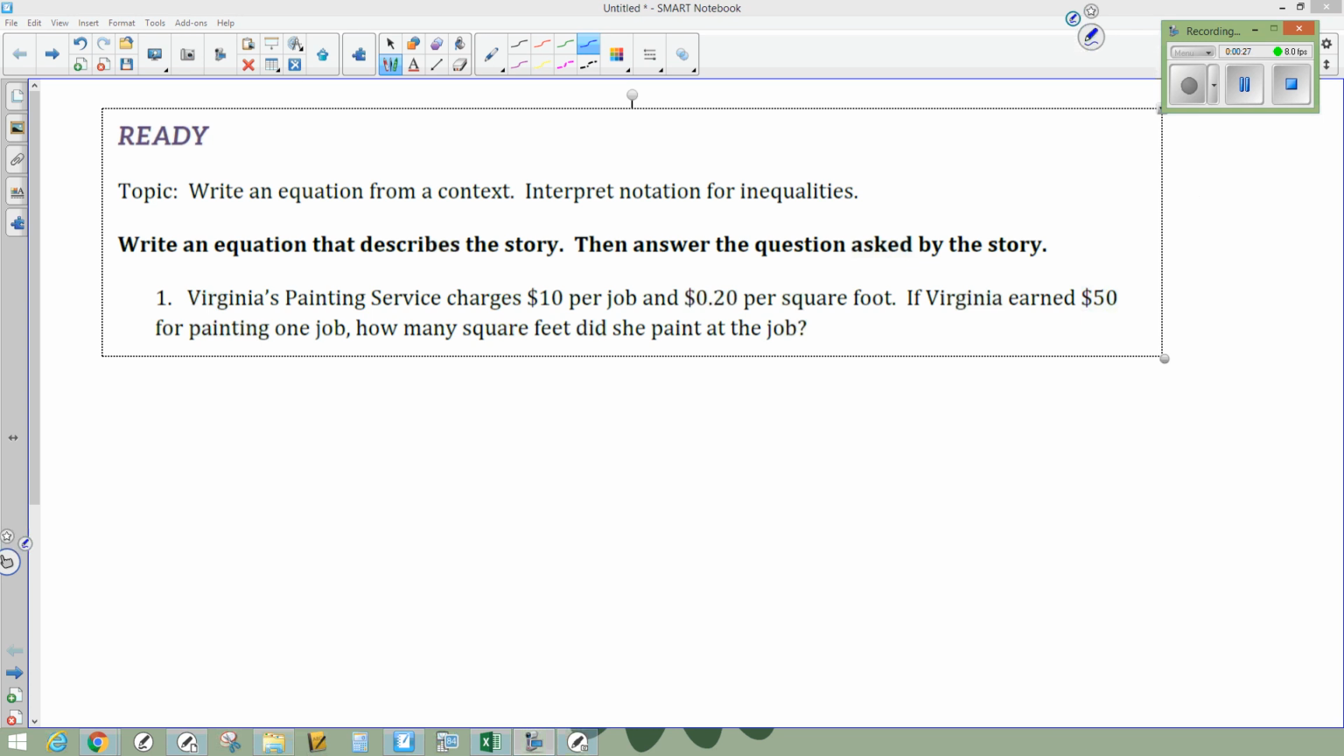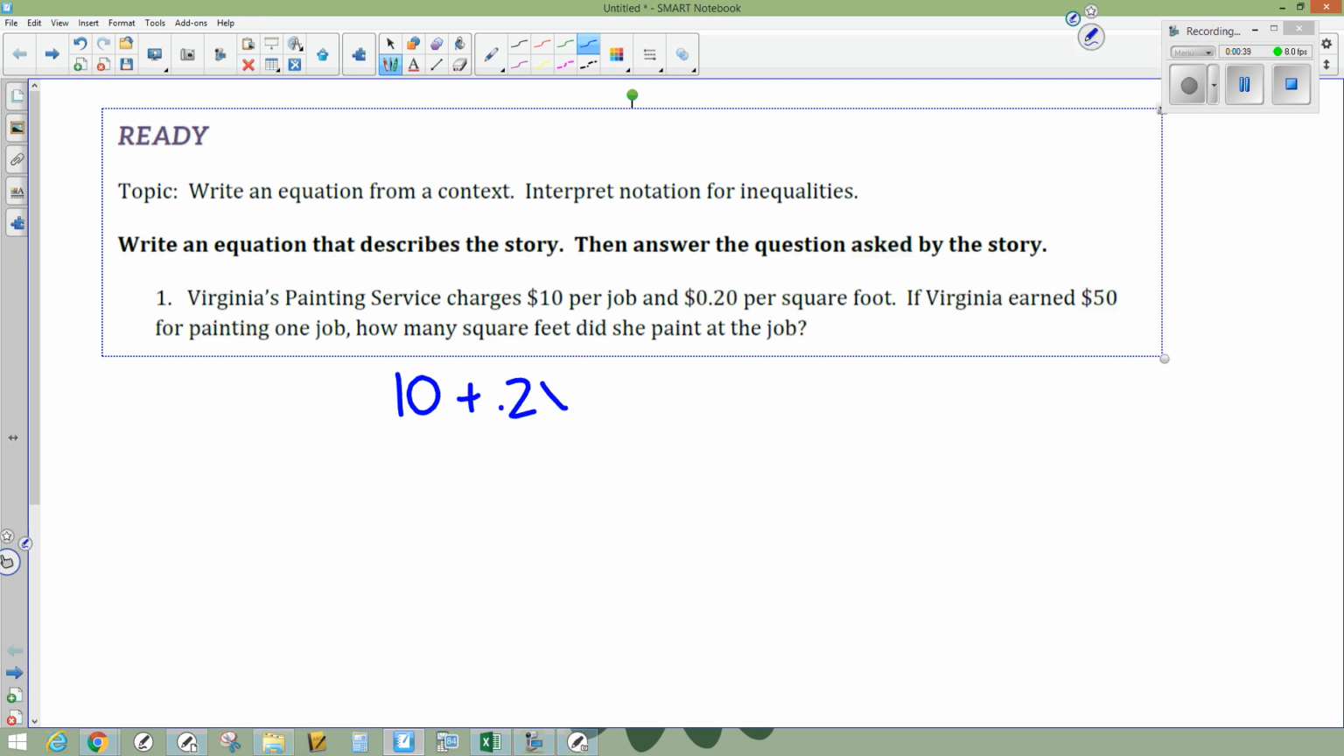Okay, so if we set this up, we had a question like this on a learning check not that long ago. We know that Virginia is making $10 every time she shows up, plus $0.20 for every square foot that she paints, and she made $50 total. So here's our equation. That's the first part of this question, right? And hopefully we can see where these things are coming from.